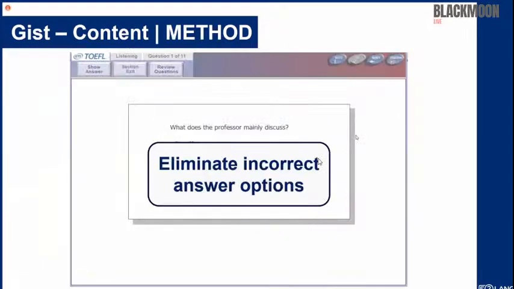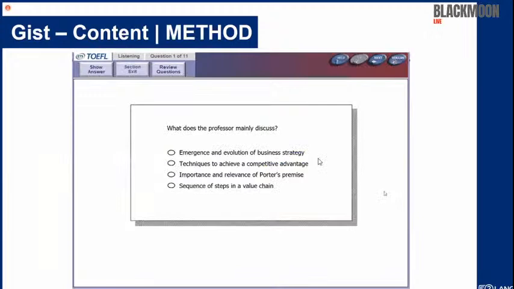Step 4 is to eliminate incorrect answer options. This is the first time that you're reading the answer options. Don't read them before you've thought of the summary yourself, okay? Think about the summary and then read the answer options. Okay, so let's read these. What was the professor mainly discussing? Emergence and evolution of business strategy, techniques to achieve a competitive advantage, importance and relevance of Porter's premise, sequence of steps in a value chain.